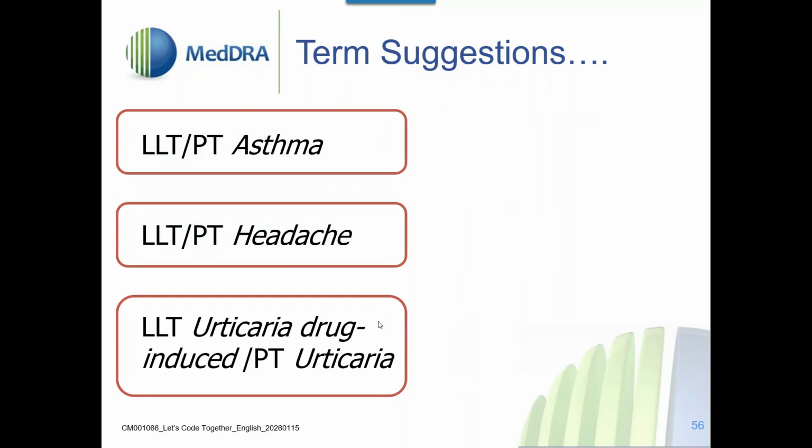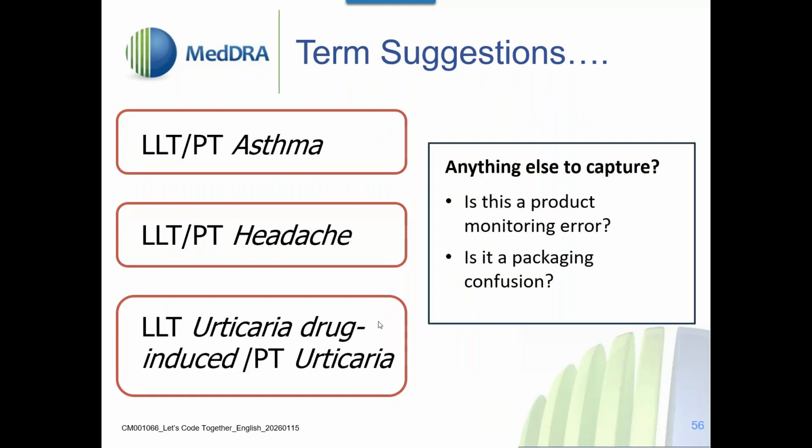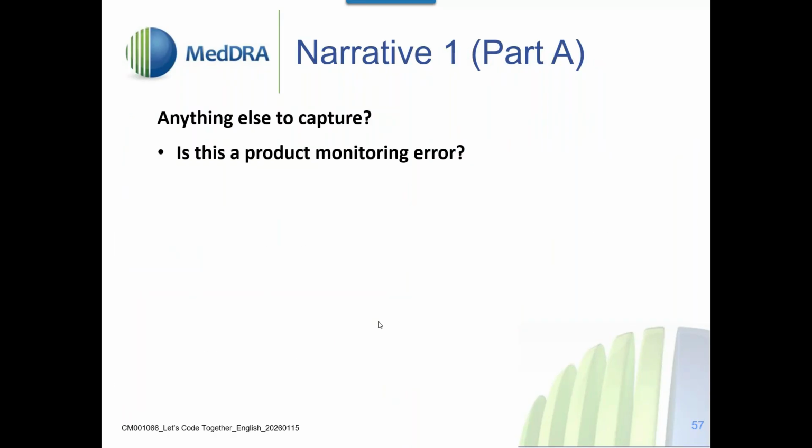Is that everything? Is it important? Is this a product monitoring error? She forgot that she had a history of problems. And was there packaging confusion? She said that she didn't recognize the packaging. Was she confused? Well, let's consider these 2 questions. Is there anything else to capture? Is it a product monitoring error?